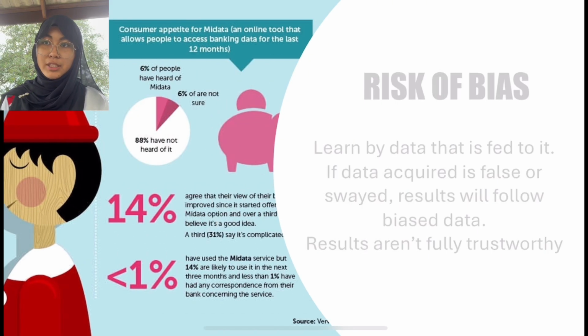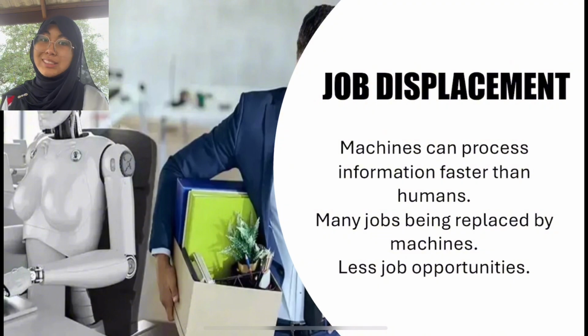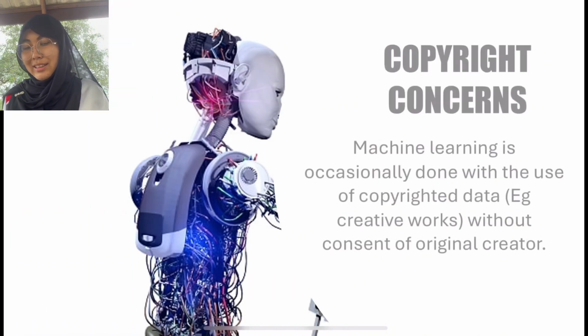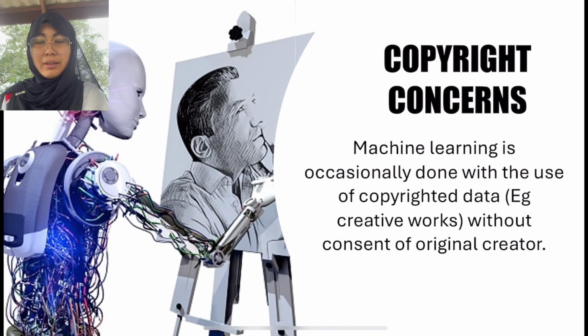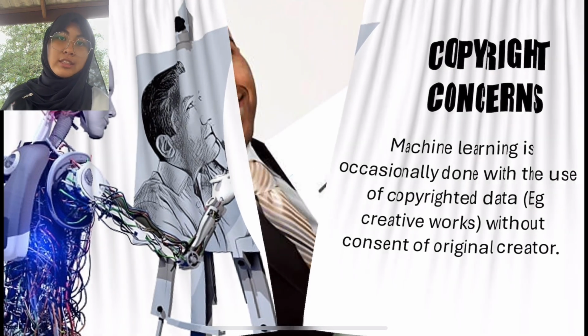Next, we have job displacement because jobs that used to be done by humans are now being done by robots. Lastly, we have copyright concerns because some machine learning models use copyrighted data without the consent of the original creator.